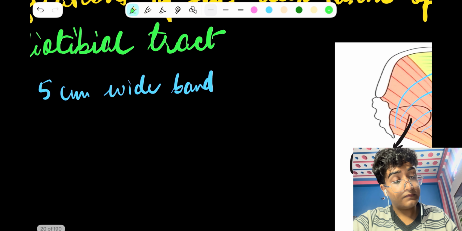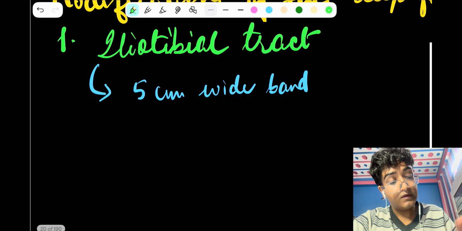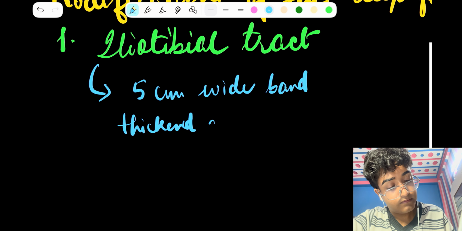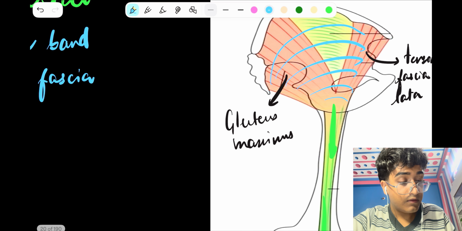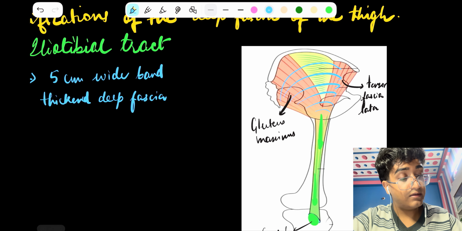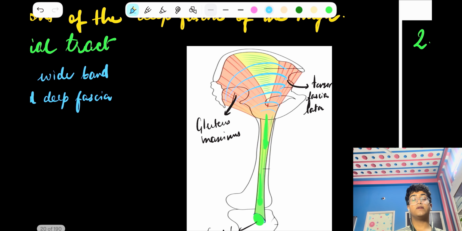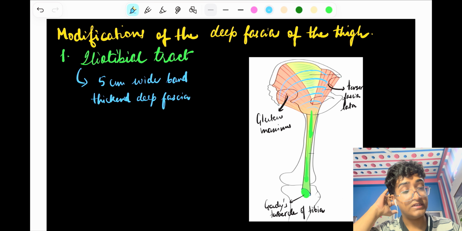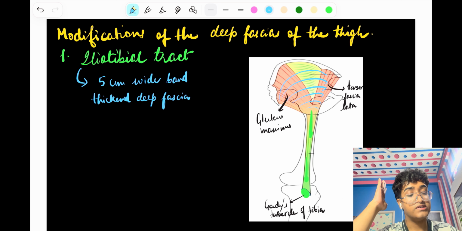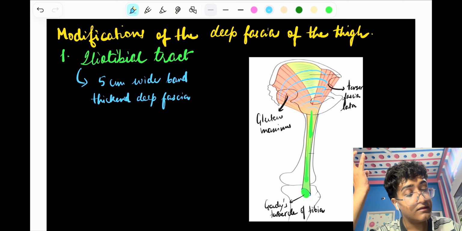So it is thickened, the fascia which holds these muscles. Basically, what is the iliotibial tract? The iliotibial tract is a modification of the deep fascia of the thigh which holds the gluteus maximus and the tensor fascia lata muscle together, and this gives us support laterally. It is present in the lateral aspect of the thigh.